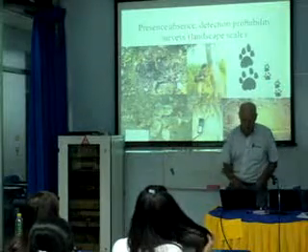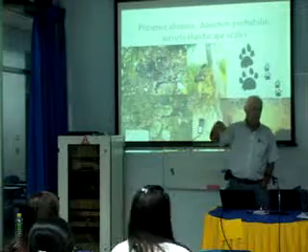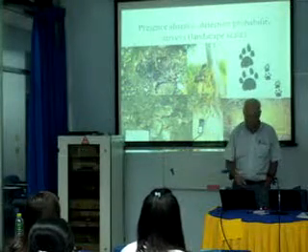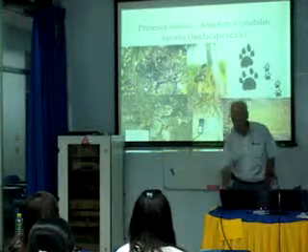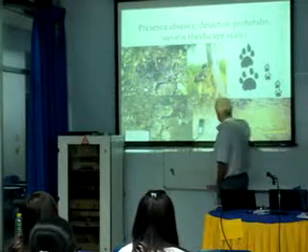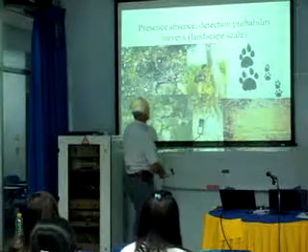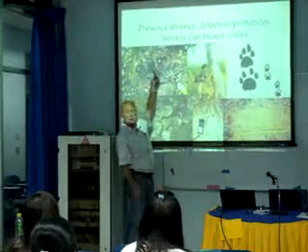Okay. I talked about presence-absence, and I gave you the example 0.3 times 0.3 times 0.3. Well, how do we know presence or absence? So we can use the scat. We use mostly the track. We can use a kill.